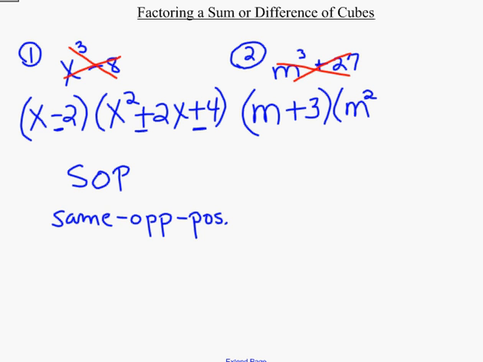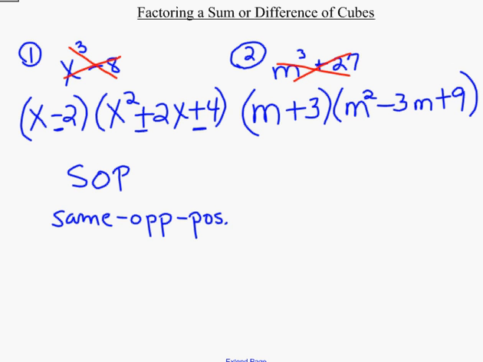That's m squared. I take the opposite sign, that's subtract. I multiply the first times the last, that's 3m. I use a positive sign, that's plus, and I square the last term, that's 9. Okay, let me go over that pattern one more time.